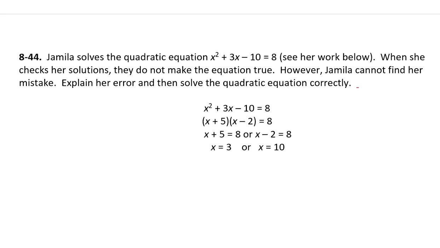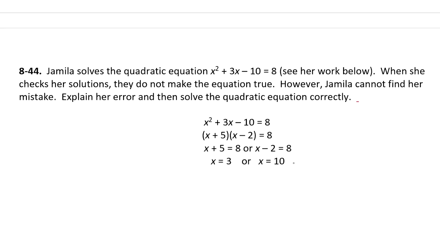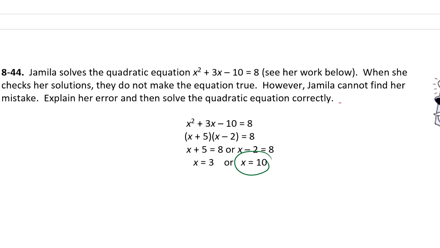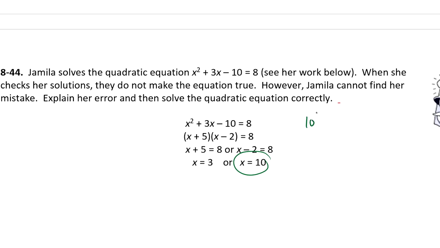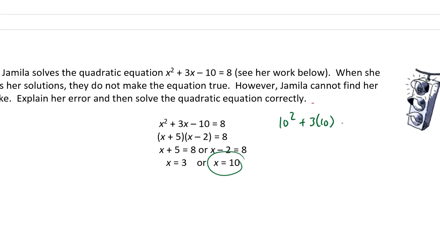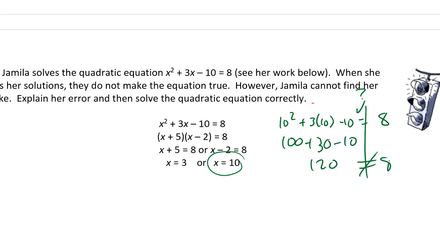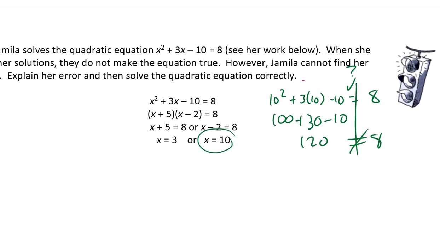And if I was to put in just one of her answers, for example, if we put the number 10 into that original equation, that becomes 10 squared plus 3 times 10, which is 30, minus 10, and that should equal the number 8. But this becomes 100 plus 30 minus 10, which is 120. That's clearly not equal to 8. So obviously these are not the solutions.